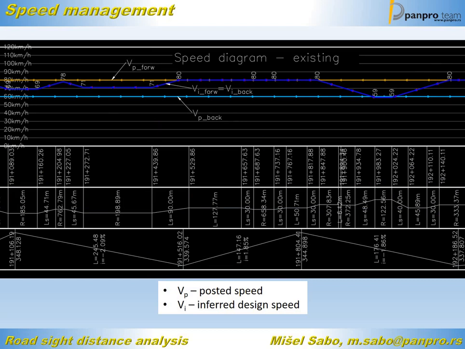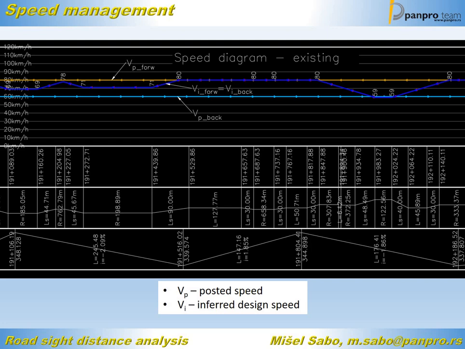Posted speed limits have been recognized from the 3D camera footage, while the diagram of the inferred design speed was obtained by calculation from elements of horizontal and vertical geometry, which are obtained by recognition of road alignment in the cloud of points. In the elaborate in question, the maximum inferred design speed is defined at 80 km per hour, because this is the maximum speed allowed for roads outside populated areas in the Republic of Serbia.